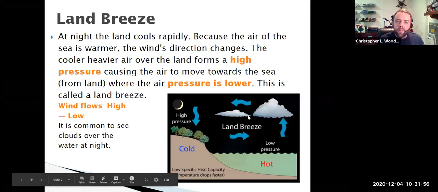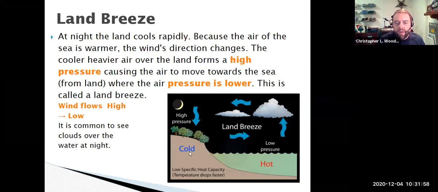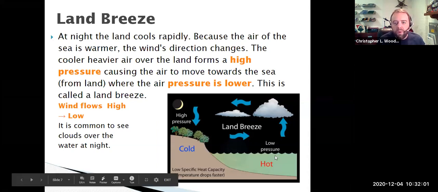Again, at night, the process reverses. Now the land is cold, the ocean is warmer, and so we go from high pressure to low pressure, high pressure over the land, out to the ocean: a land breeze.